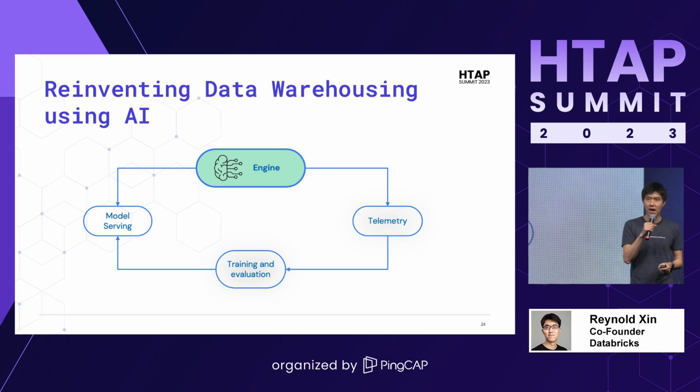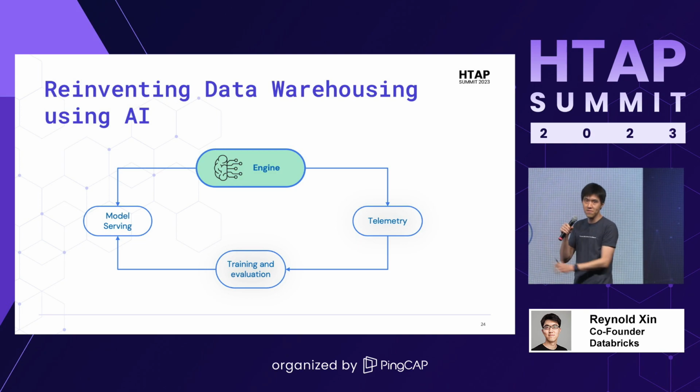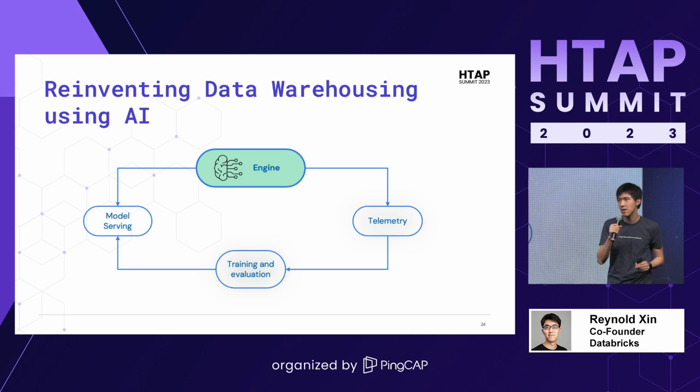And then there's training and evaluation that runs both online and offline. Online means inference runs on the critical path of the engine, so it needs to be super, super fast. And we also run AI models that are more complicated offline, and then use that to help correct the behavior. And all of this is powered by our own platform running model serving.